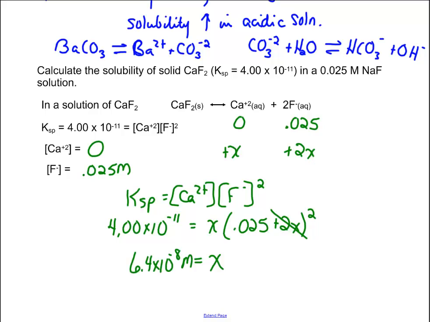It's a molarity, so that's the concentration of my calcium ions. Since I have 1 calcium for every 1 calcium fluoride, it's also going to be the solubility of my calcium fluoride. And so there, I found the solubility of calcium fluoride when it's in a solution of 0.025 molar sodium fluoride. It's pretty small, not very soluble at all.